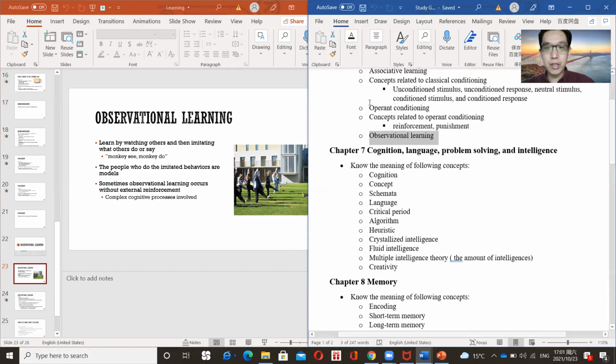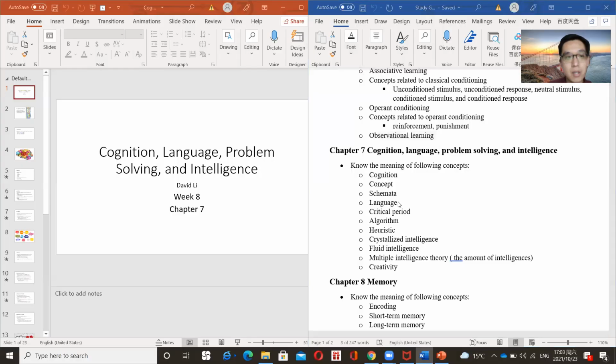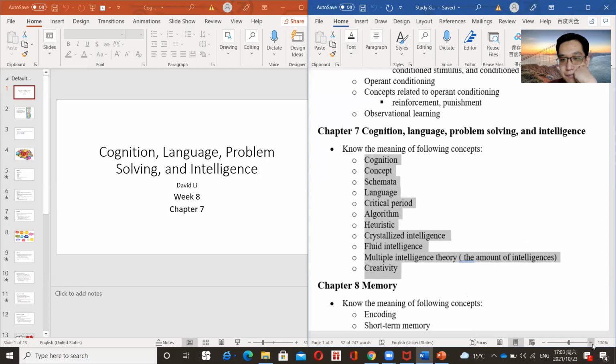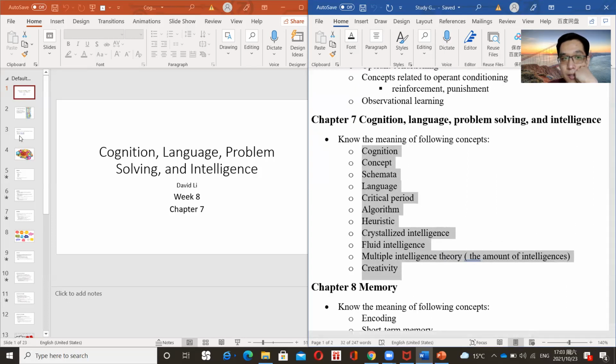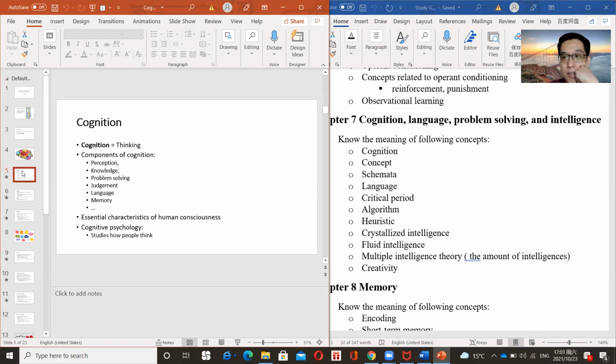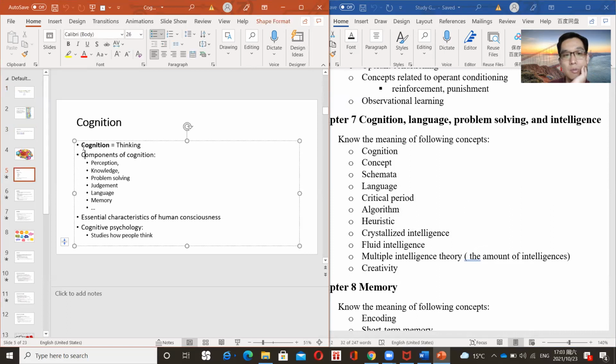And we can go to the next chapter, chapter 7. In chapter 7, we have covered a lot of topics. So we need to know the meaning of these concepts, such as cognition. So we learned a lot of topics in cognitive psychology. So we need to know what cognition is. Cognition is thinking. There are a lot of components, elements in thinking, in cognition, such as knowledge, judgment, language, memory, perception, sensation, and so on.